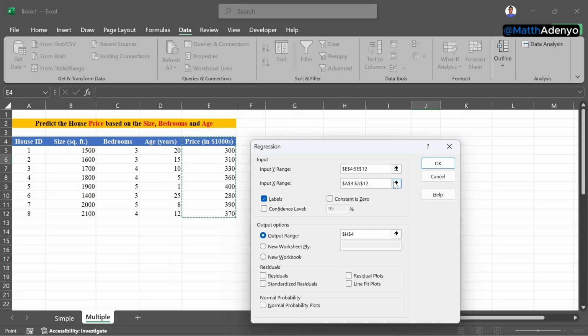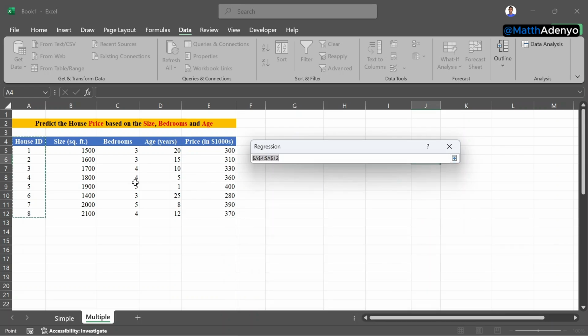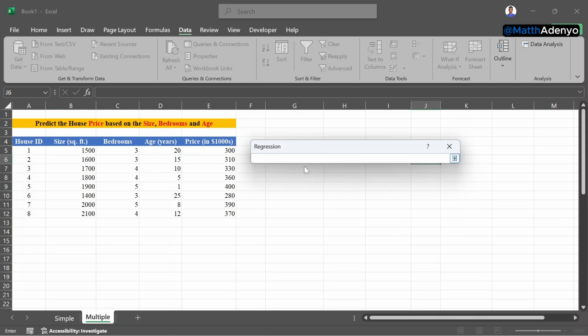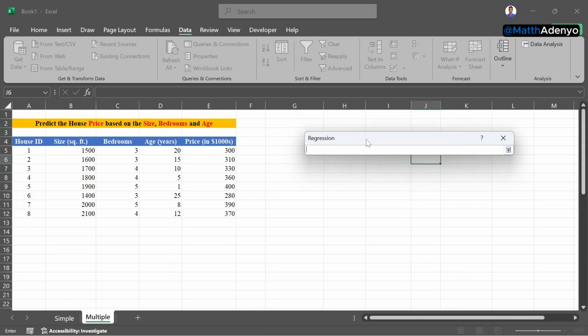Then you come to the x, which is the independent variable. You have the three, because it's based on the size, bedroom, and the age of the house. So you choose those too, and then the data has a label, so the label is checked. And then where do you want the output range? Choose new output range. So let me choose somewhere here.